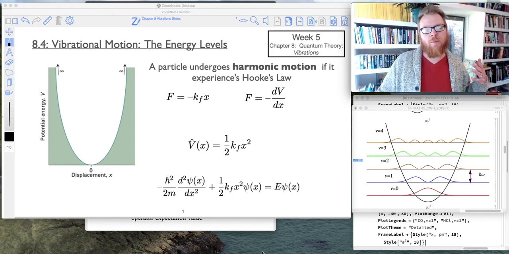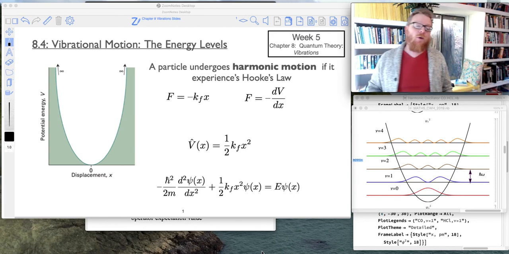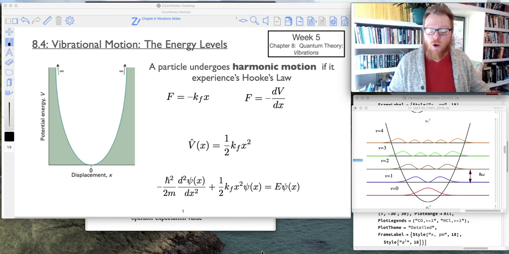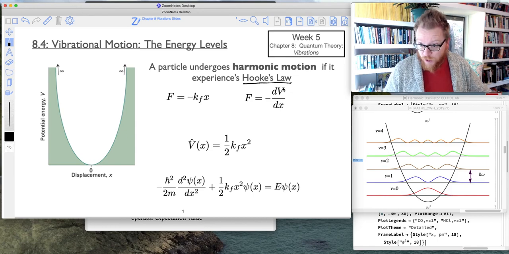as far as our potential energy operator and our Hamiltonian. We've given it cases where we've called it some constant V. We've given it cases where we've called it zero, where we've called it infinite. But now we're going to approach a potential energy operator using something borrowed from classical mechanics, which is Hooke's law. Okay, so a particle undergoes harmonic motion if it experiences a Hooke's law restoring force.